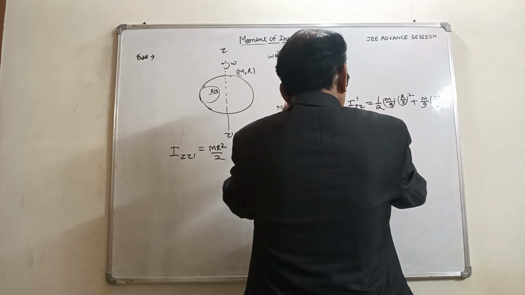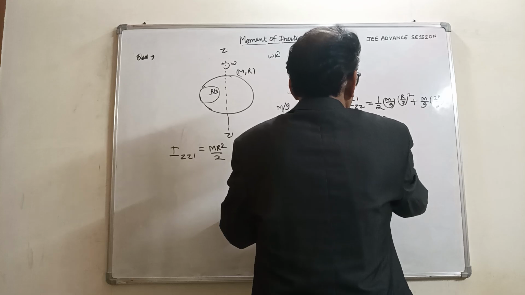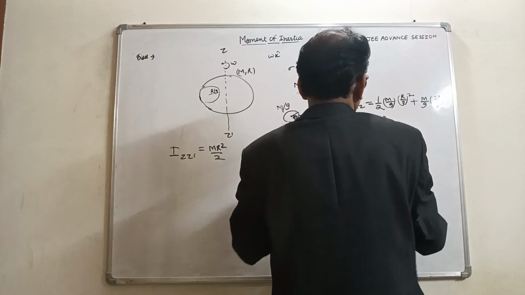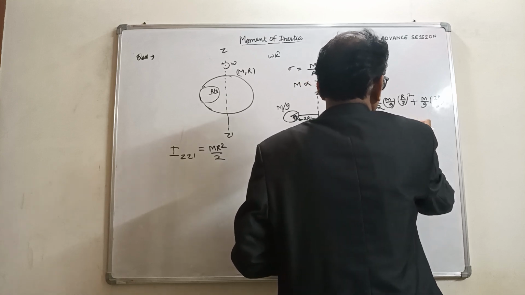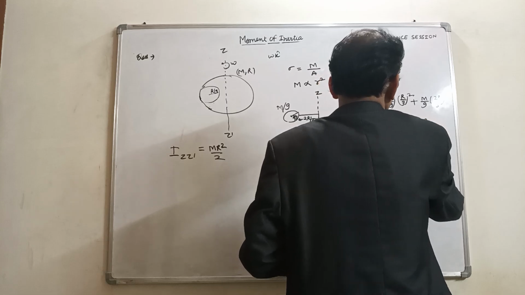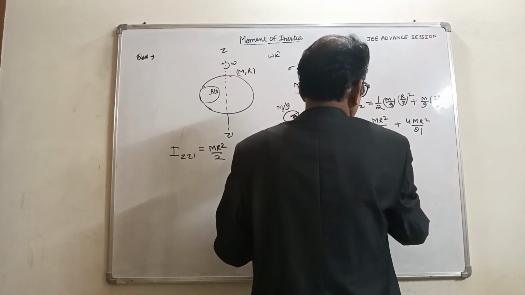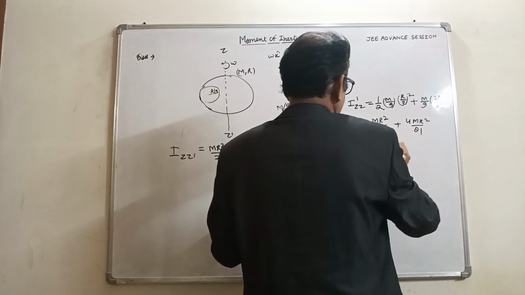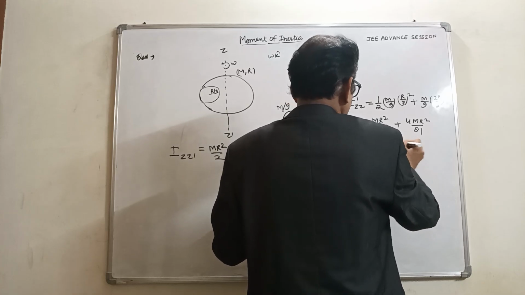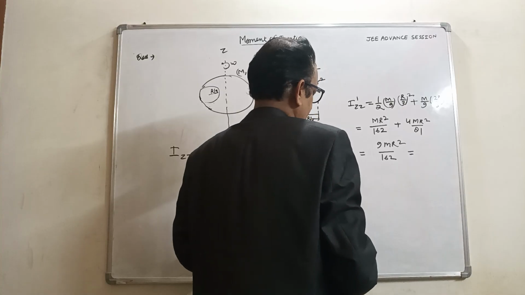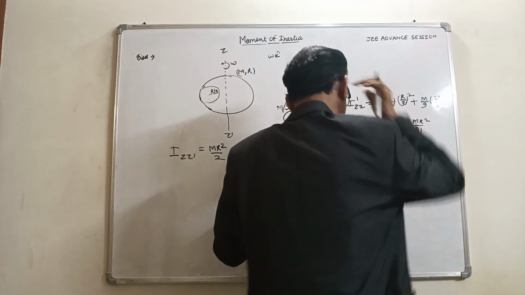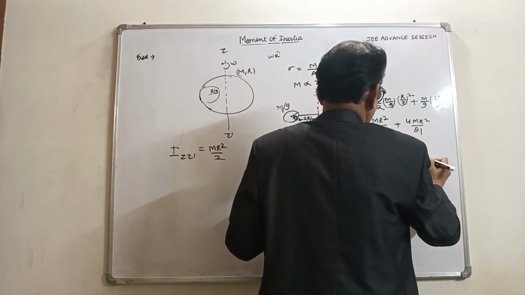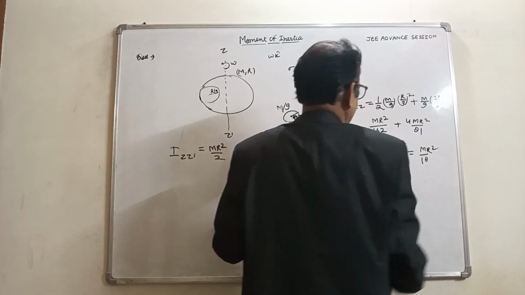So mr square by 162 plus 4 mr square by 81. So this becomes mr square by 162 plus 8 mr square by 162. This becomes 9 mr square by 162. So this becomes mr square by 18.